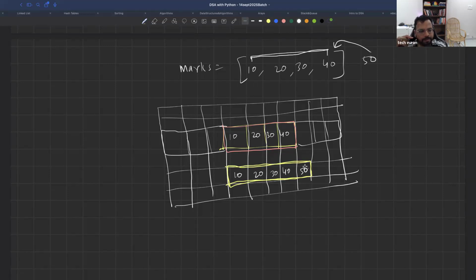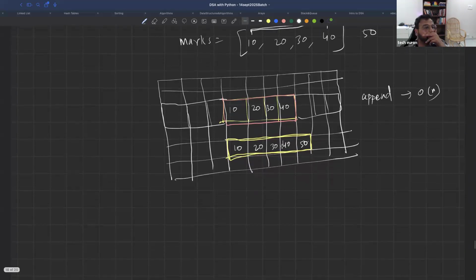So if we do this, then what happens when we append? Every time we append, it becomes an O of n operation, because if you have to add one element, then all the remaining elements you have to move, you have to shift. Are you guys following? Yes or no?